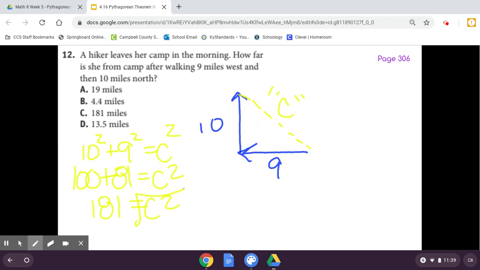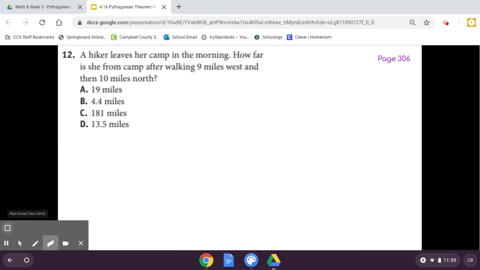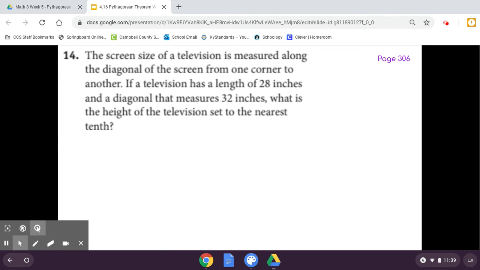Take the square root on both sides. That is not a perfect square root, so we are going to approximate to about 13.5 miles. Drawing those pictures is really going to help you out on these types of problems.